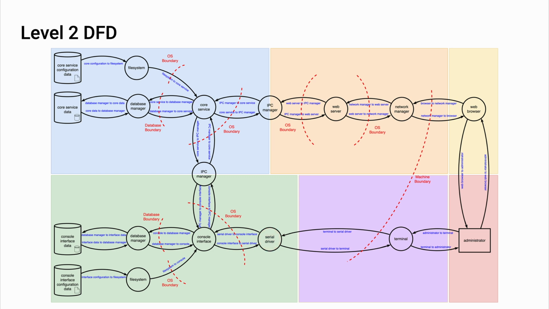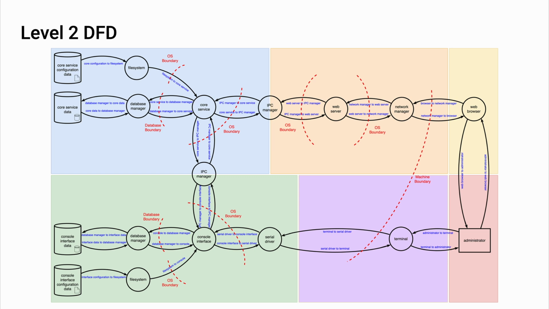Now that takes care of the processes, but we've now introduced another set of boundaries. We have the operating system boundaries between the web browser, core service, and console interface, and the interprocess communications manager and file system. And we have a boundary between the database manager and the core service and console interface. Within this system, a single database manager is being used for all the databases being managed.